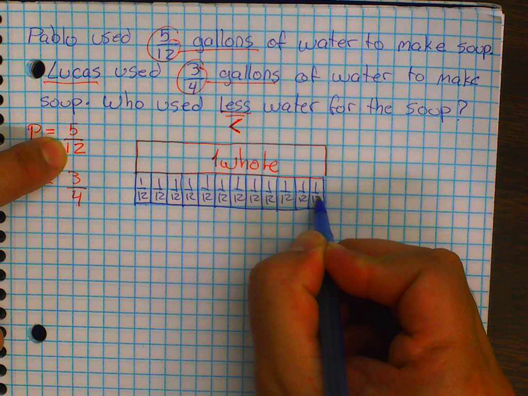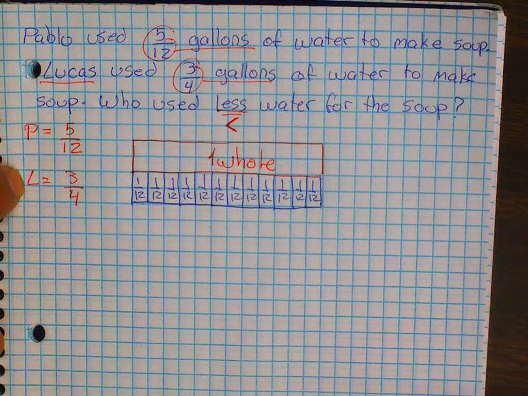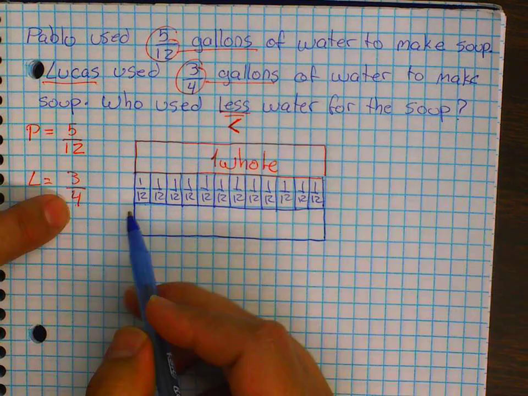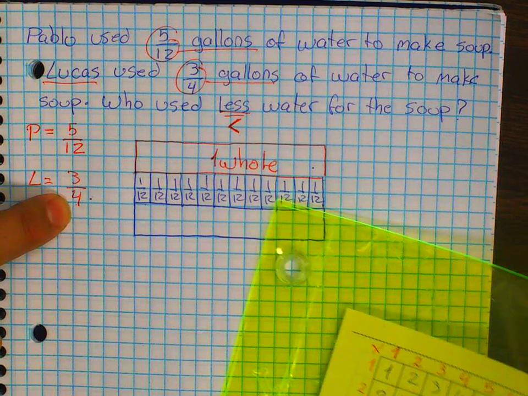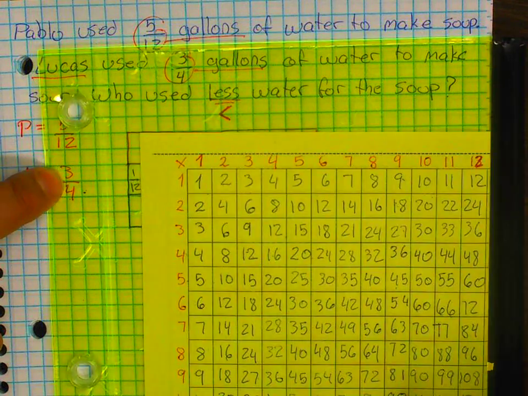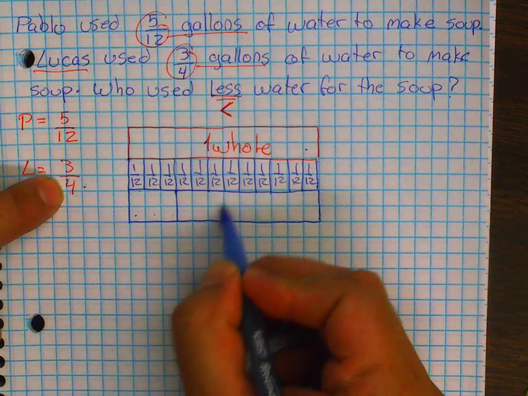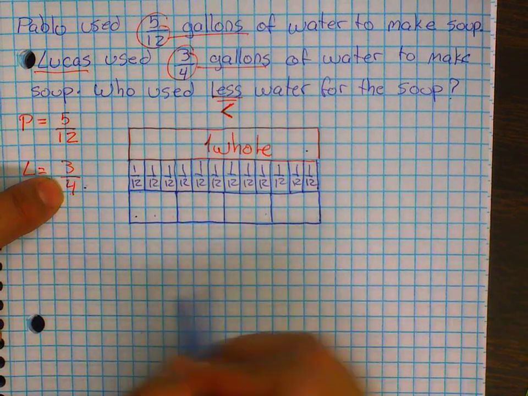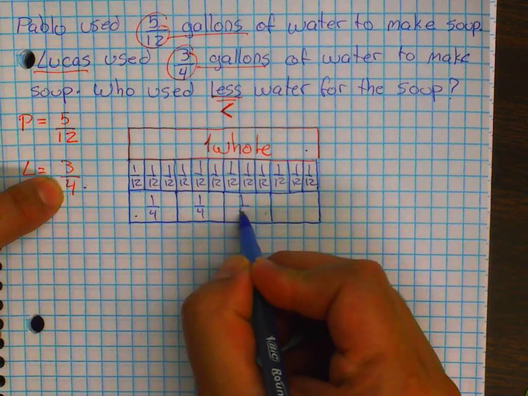Okay. Now that I have the model for Pablo, I'm going to go for the model for Lucas. Same thing. My whole has to be the same. Now I need 4 pieces. And remember, my whole is 12. So how do I go from 4 to 12? From 4 to 12 is times 3. So I'm going to say 1, 2, 3, 1, 2, 3, 1, 2, 3, 1, 2, 3. Here I have 4 pieces, and each piece represents 1/4.